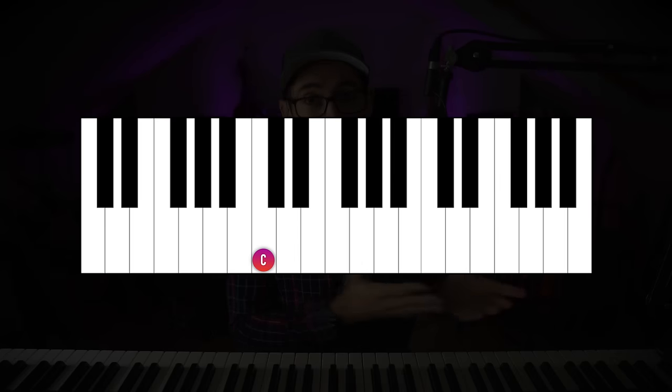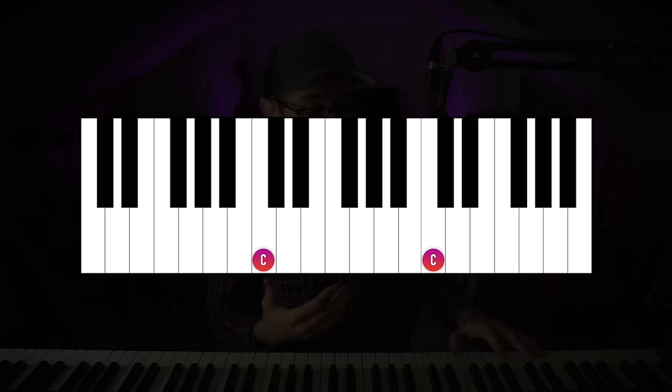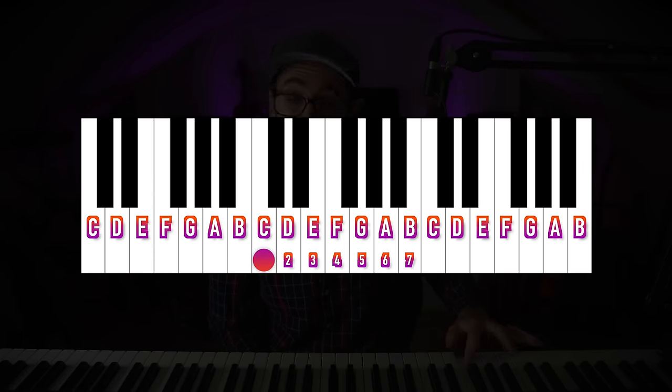Now, an octave is just from one letter name to the next of the same letter name on the piano, so a C to a C or a D to a D. And the reason it's called an octave is because oct means eight, and it's actually eight notes in the scale apart. 1, 2, 3, 4, 5, 6, 7, 8. Playing octaves instead of single notes will add a bit more of a beefy texture.